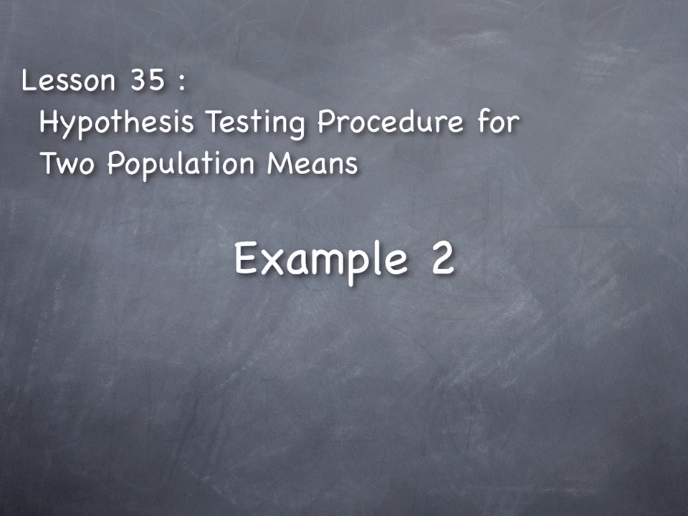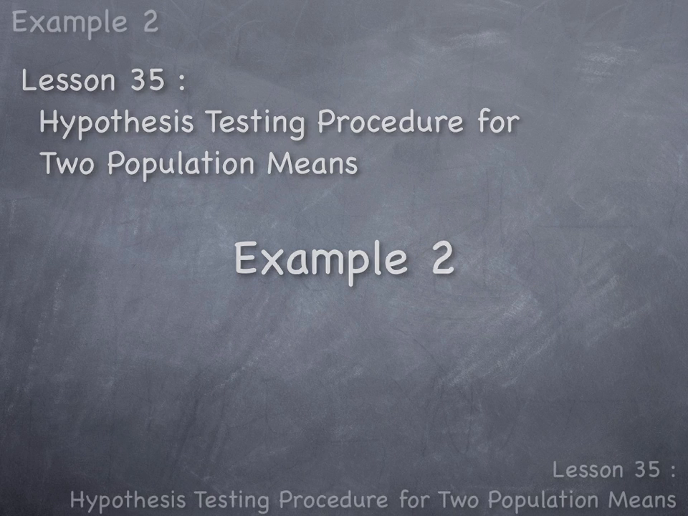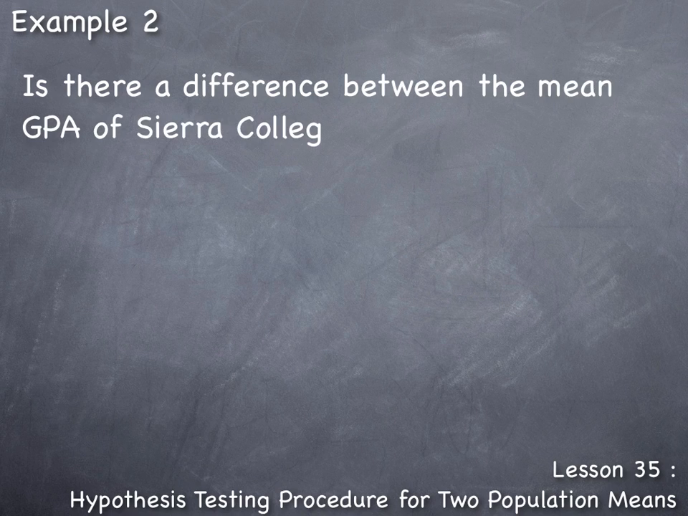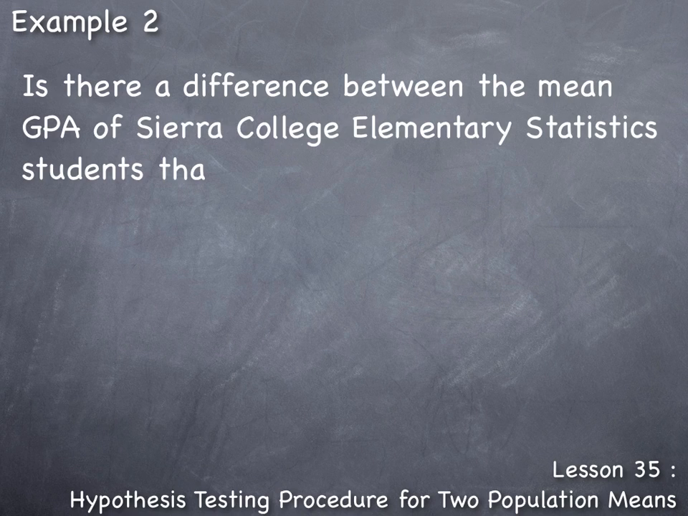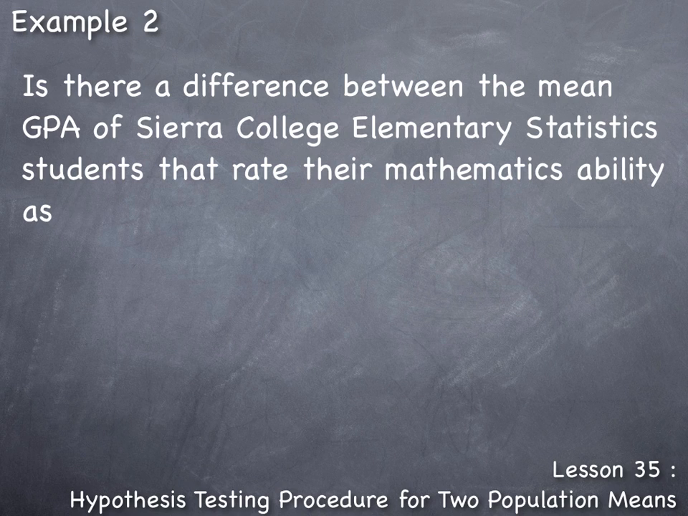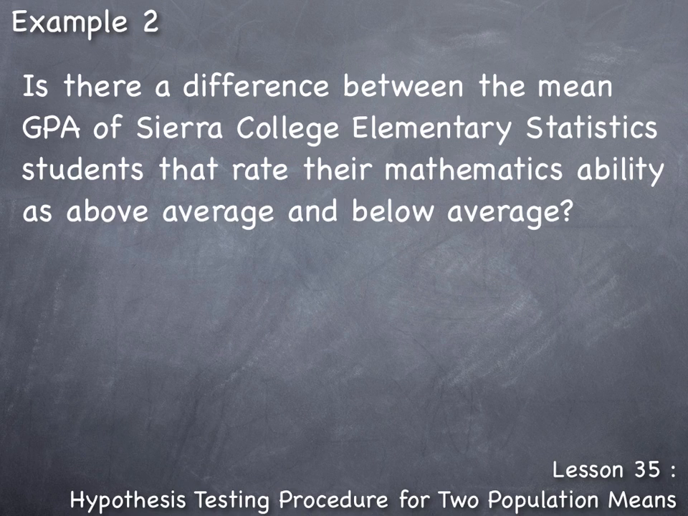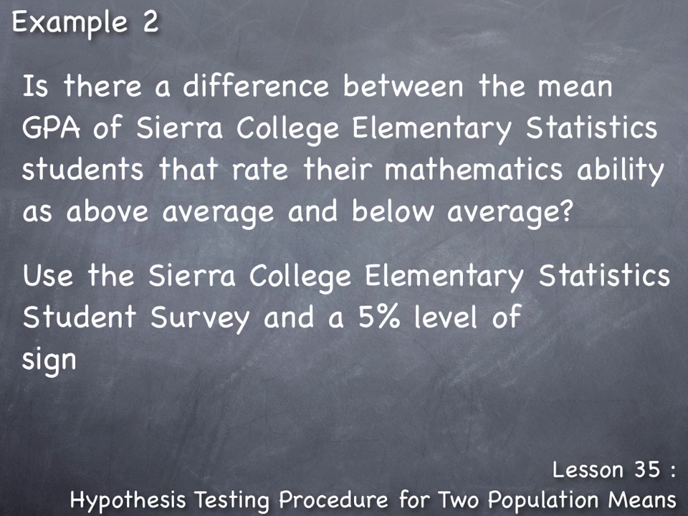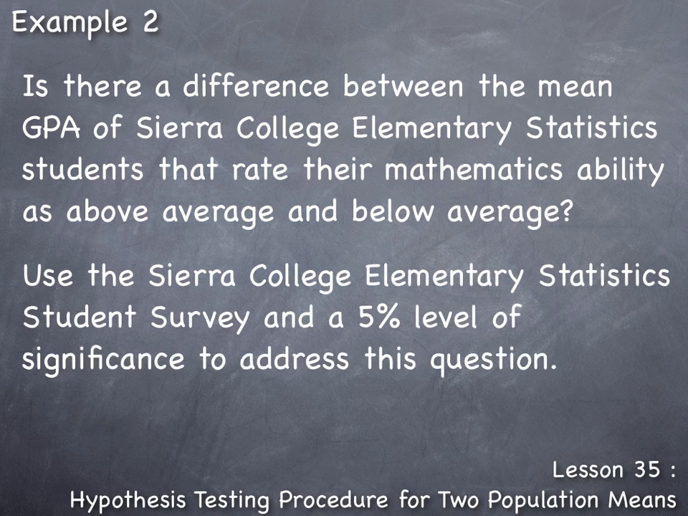Lesson 35, Hypothesis Testing Procedure for Two Population Means. Example 2. Is there a difference between the mean GPA of Sierra College Elementary statistics students that rate their mathematics ability as above average and below average? Use the Sierra College Elementary Statistics Student Survey and a 5% level of significance to address this question.